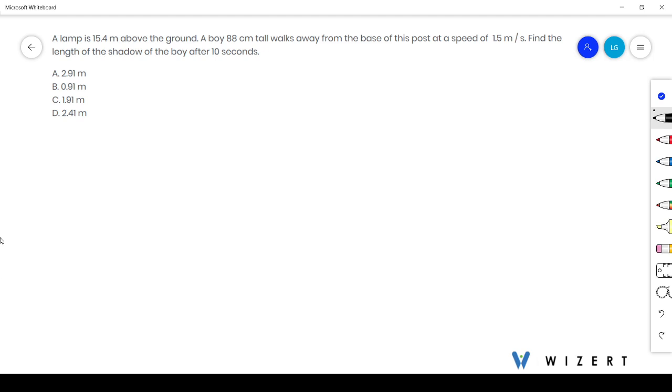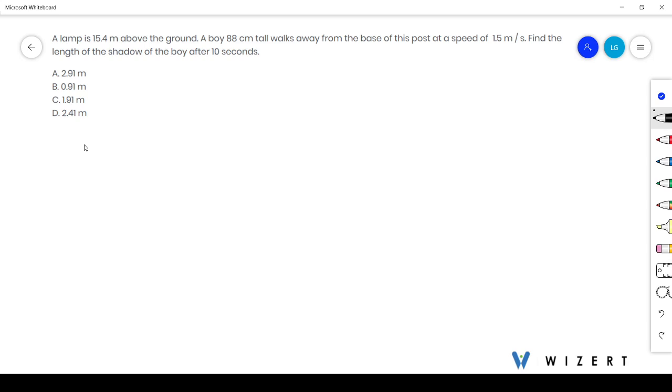Our question is, a lamp is 15.4 meter above the ground. A boy 88 centimeter tall walks away from the base of this post at the speed of 1.5 meter per second. Find the length of the shadow of the boy after 10 seconds.